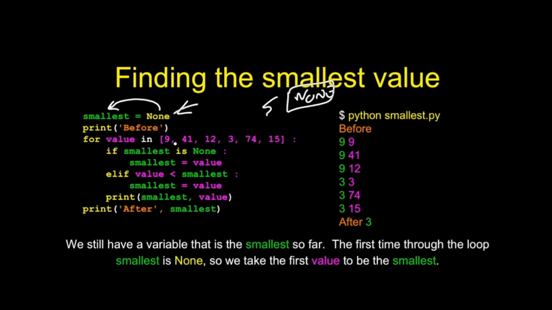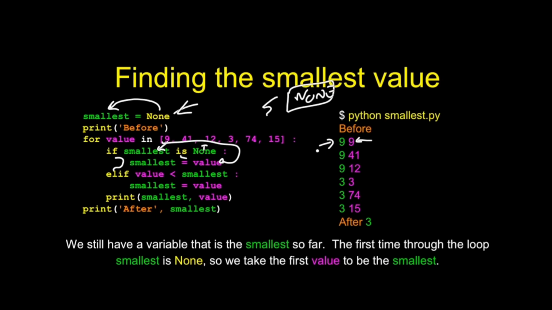So then we come in and we have an if statement. And we have a new operator called is. Is is stronger than the equal sign. And so if smallest is none, that becomes true, it runs this case. And so then what it does is it copies this first value, which is 9, into smallest. And so we see a 9, and the smallest so far is 9, which is the first value.